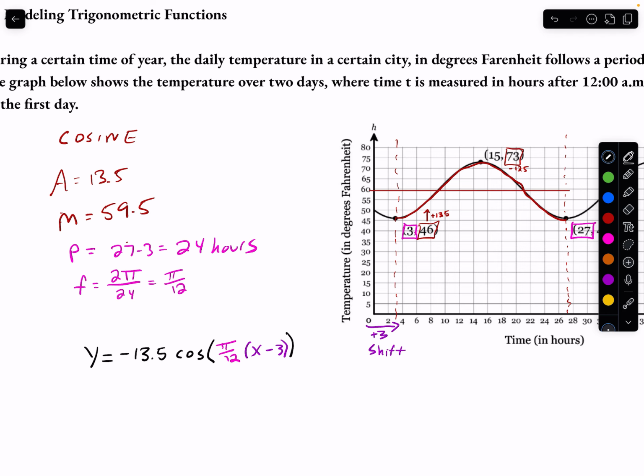And then the last thing that I need to make sure that I include is my midline. So I'm adding 59.5. And then there you go. So now you have an equation for the model that you saw.